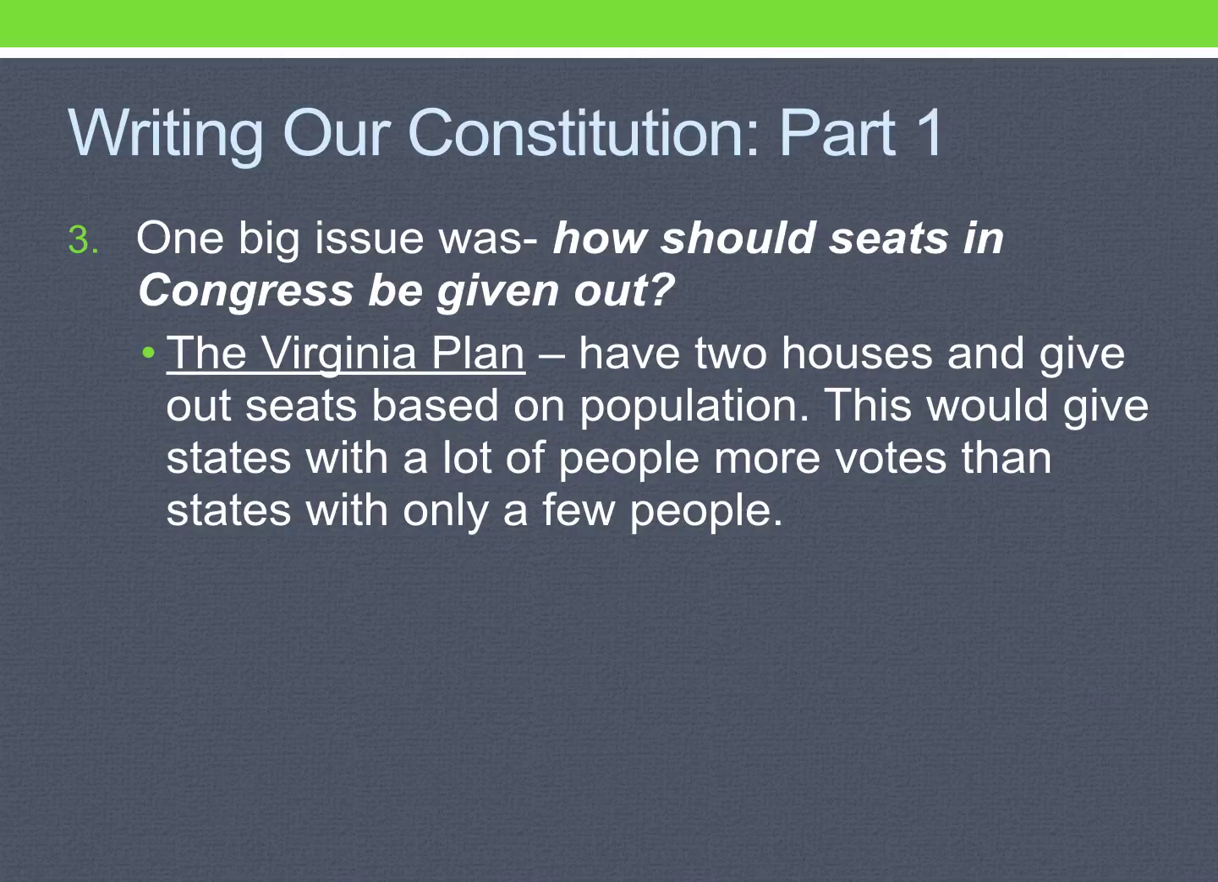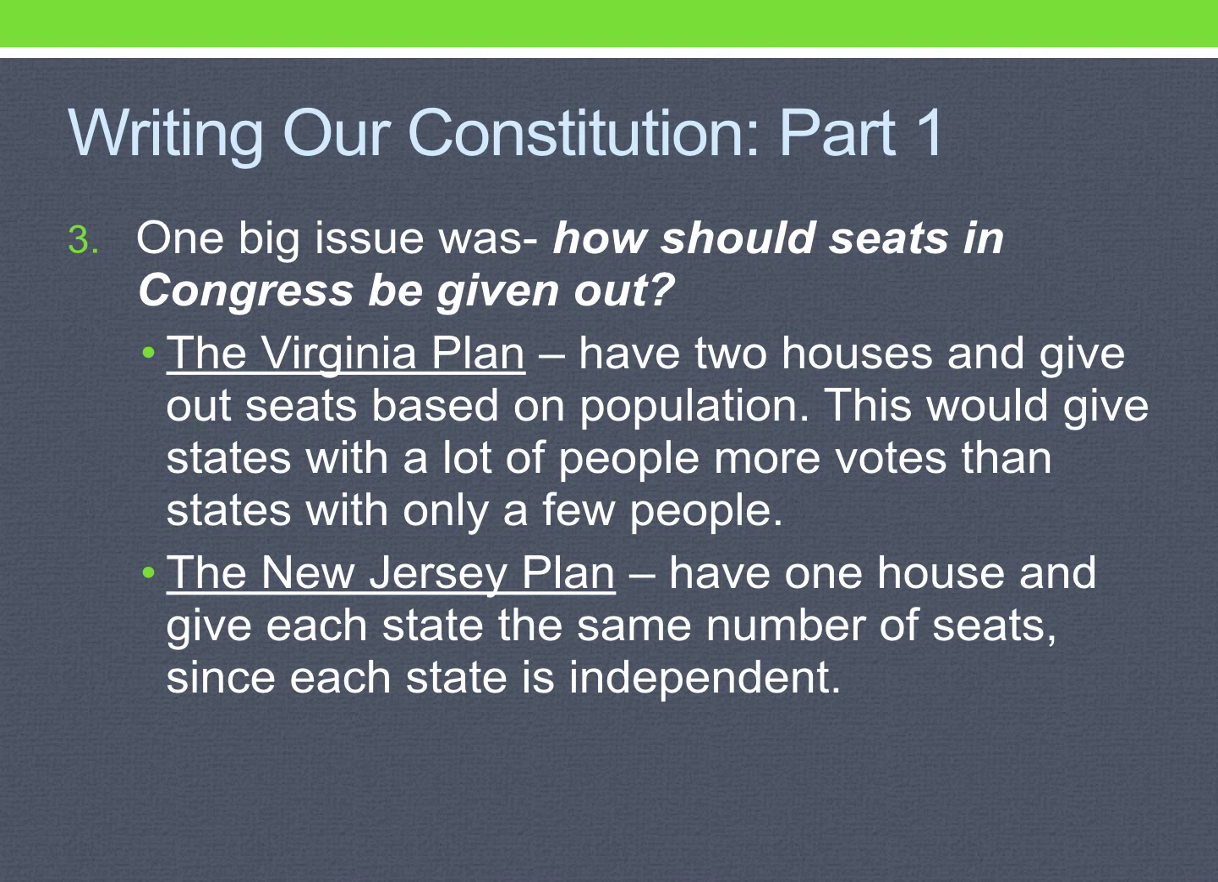So you can imagine the big states like Virginia really like this plan. Like, hooray, let's do this. You can imagine small states weren't very wild about it. So the small states came up with a different plan. And theirs was called the New Jersey Plan, because it was put forth by New Jersey. And theirs was basically, let's keep what we have under the Articles. Let's have 1 house of Congress, and each state will get the same number of seats because each state is independent. We're all equal. Even though some states have more people, we're all equal.